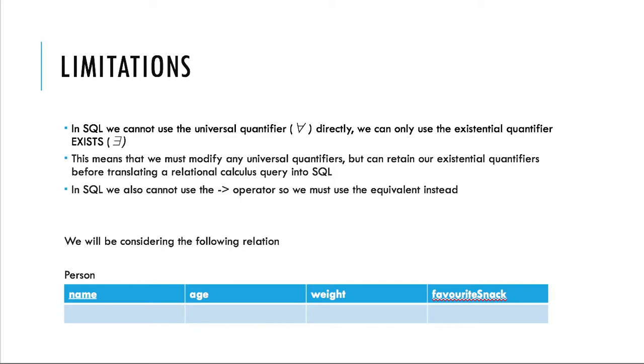Also we can't use the arrow operator, so we just use its equivalent instead, but that's pretty simple. Keep in mind for the rest of the video, we'll be using the following relation the person showed there.